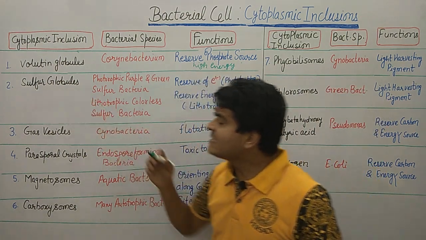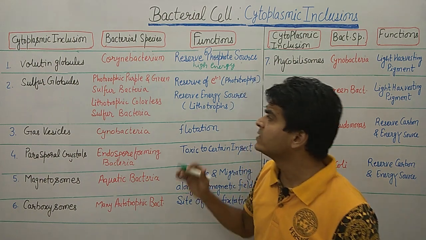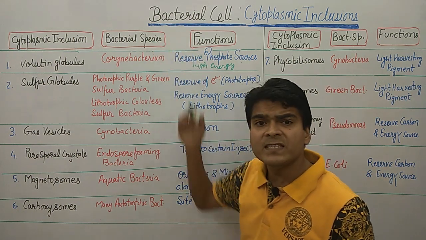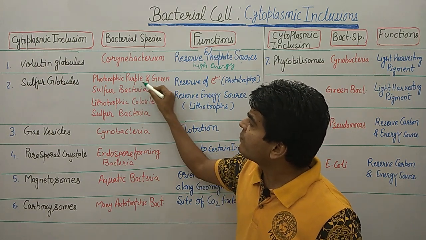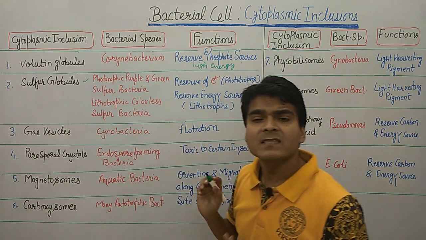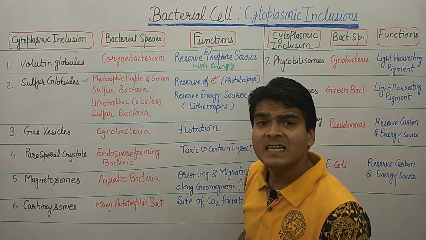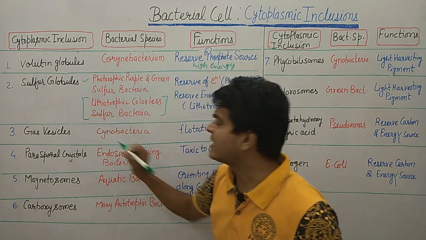Then the second one is sulfur globules. In which type of species do we find them? The first is phototrophic purple and green sulfur bacteria, and the second is lithotrophic colorless sulfur bacteria.